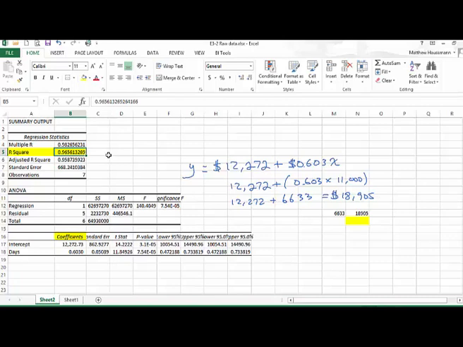So that says 96% of the change in custodial supplies expense is caused by a change in occupancy days. That's extremely high, and as a consequence, we can say we've got a great deal of faith in, or a high degree of confidence in, the ability of the occupancy days to predict custodial supplies expense. And that concludes the problem.